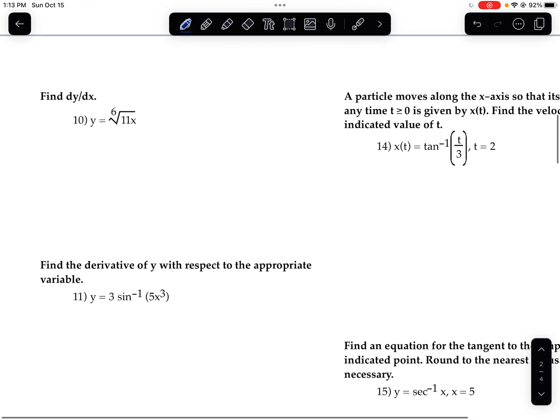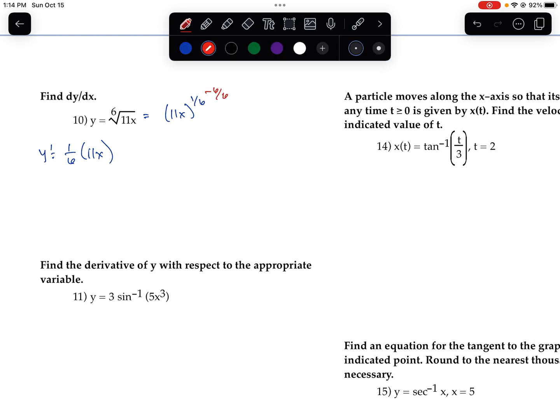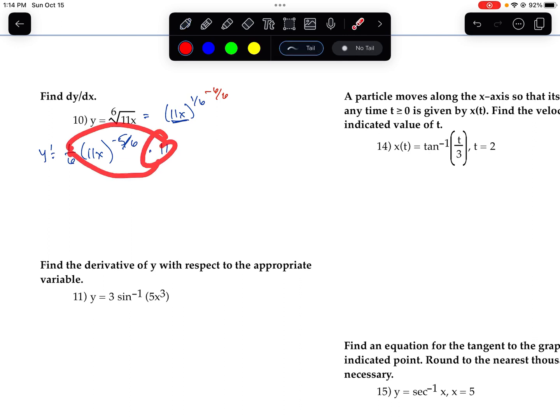Alright, find dy/dx. I'm going to write this as if it were 11x to the 1/6, and I'm just going to use the power rule. So y prime will be equal to 1 over 6. Inside stays the same, minus 1, or in other words, I will subtract 6 over 6, which would then be equal to negative 5 over 6. Don't forget to multiply by the derivative of the inside, which would be 11. So you can just multiply that here, so 11/6 would be the coefficient.